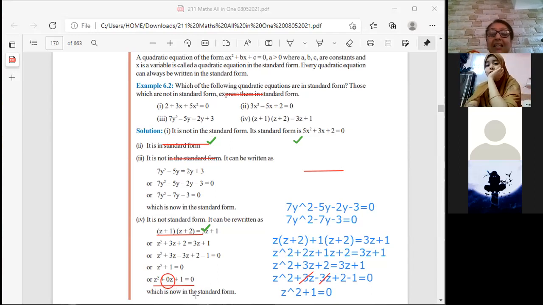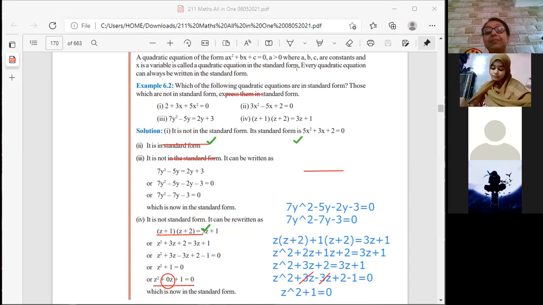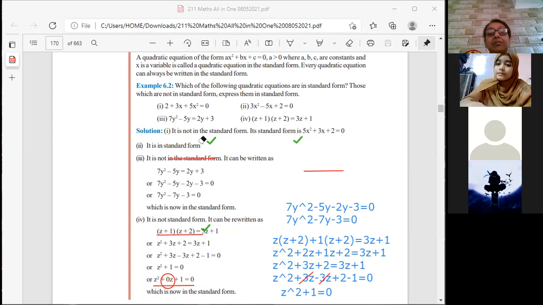Yes. If it is 0 also, we have to write it. You will have to write it. Then only you will call it to be in a standard form. Is it very clear? Yes. Tell me if you have any doubt. Anything that you have not understood.